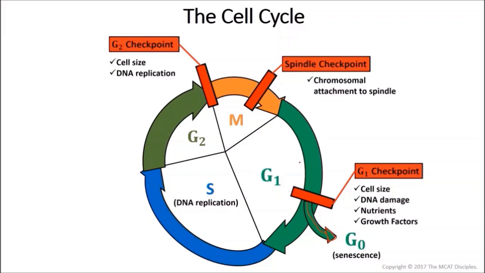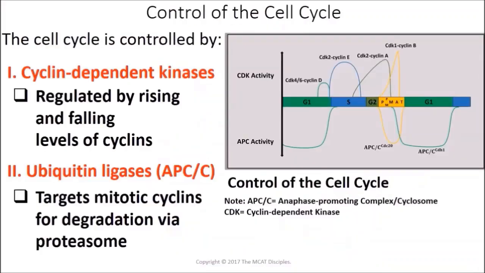So we're going to focus on the S phase today. But before we get on to the S phase, I want to talk about the regulation of the cell cycle very quickly and briefly. I think I'll talk about it more in the mitosis lecture. So the cell cycle is controlled by cyclin-dependent kinases and ubiquitin ligases. I think it's relatively clear, just by the name, what cyclin-dependent kinases do.